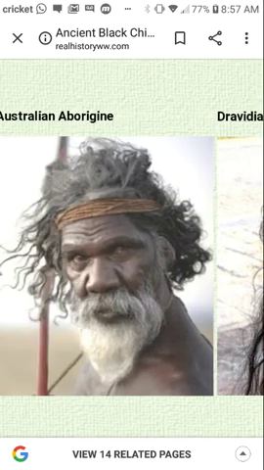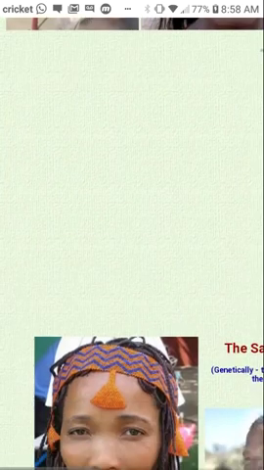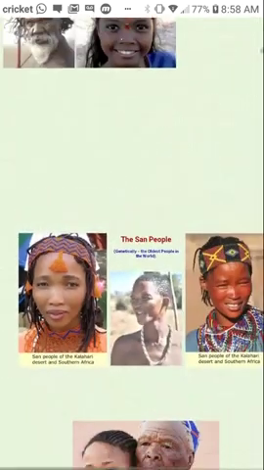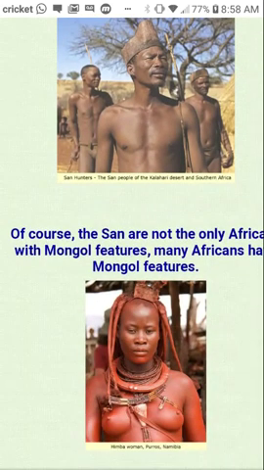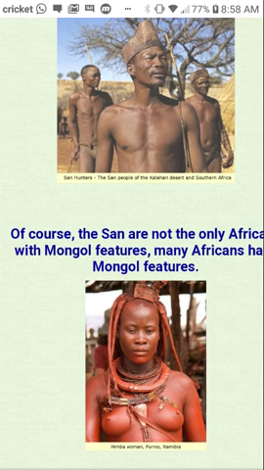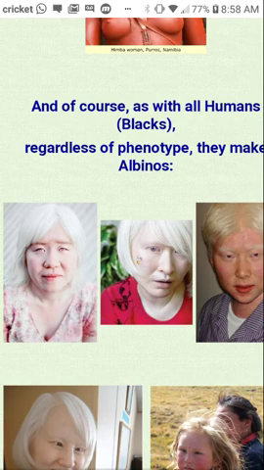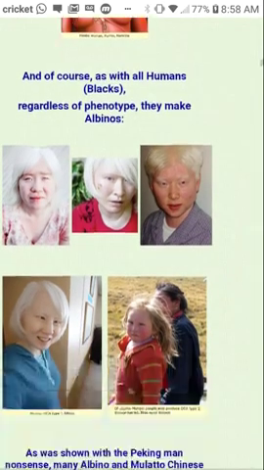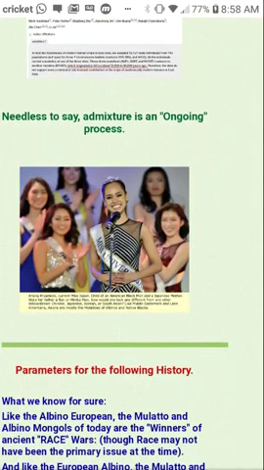What is black? A color. Australian black man, or Aboriginal as they call them. The San people, it just basically shows you the variations between the Asian peoples and the so-called black peoples. And it goes to albinisms, mutations from black-skinned peoples. This shows you, needless to say, admixture is an ongoing process.